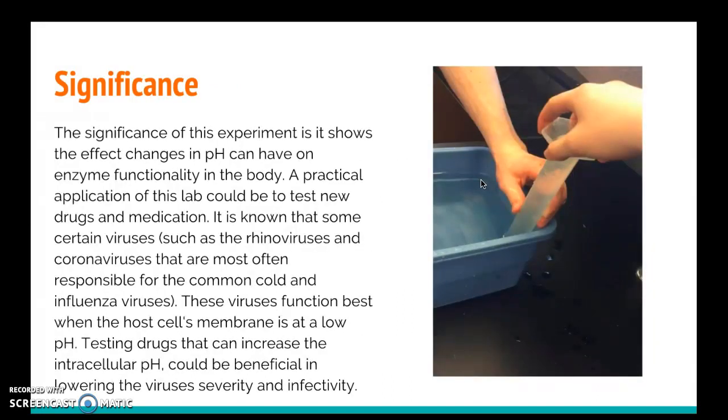Significance. The significance of this experiment is it shows the effect changes in pH can have on enzyme functionality in the body. A practical application of this lab could be to test new drugs and medication. It is known that certain viruses, such as rhinoviruses and coronaviruses, are most often responsible for the common cold and influenza. These viruses function best when the host cell's membrane is at a low pH. Testing drugs that can increase intracellular pH could be beneficial in lowering the virus's severity and infectivity.